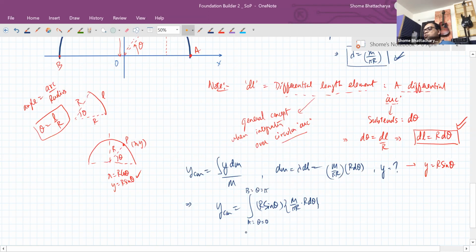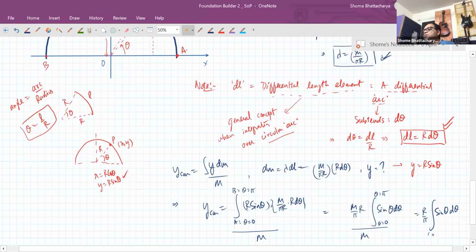And of course, don't forget there was a 1 by m outside. So take all the constants outside. So you'll see m upon pi comes outside. One of the r's cancels out. Sine theta d theta, and in the denominator I have m, so this will also cancel out, and this is going from theta equal to 0 to theta equal to pi. So it is becoming r by pi into sine theta d theta integrated from the lower limit theta equal to 0 to the upper limit theta equal to pi.